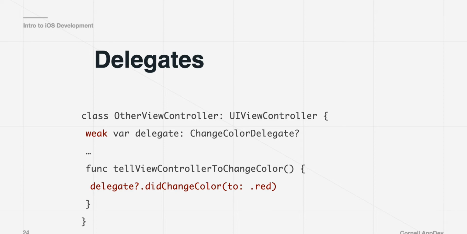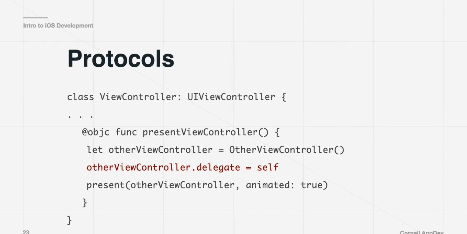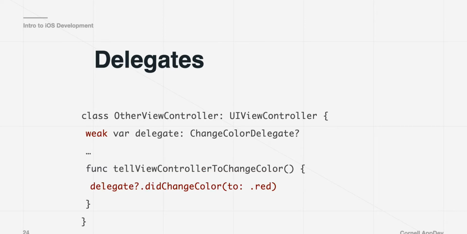So delegates, this is looking at other UIViewController. In other view controller, we instantiate a weak var delegate. This delegate is the one that we assign here to self. The reason we make it weak has something to do with the lifecycle in Swift. You don't really have to worry too much about that. Just know that anytime we instantiate a delegate, it has to be a weak variable.